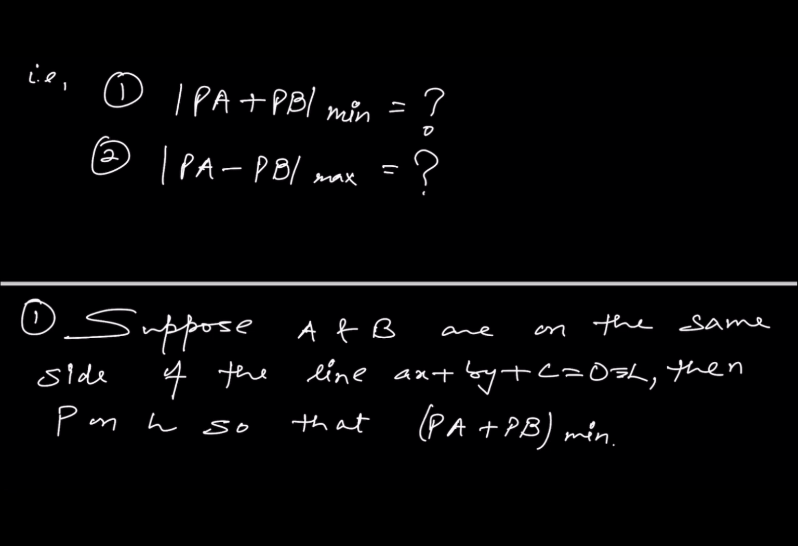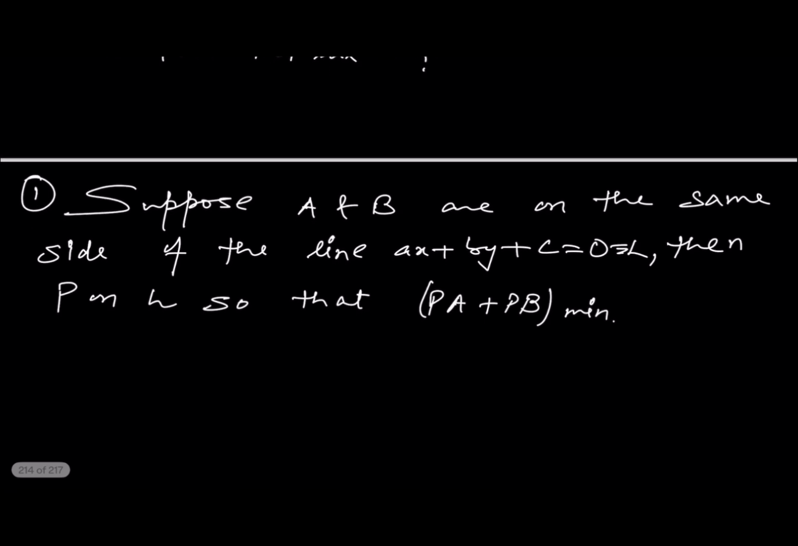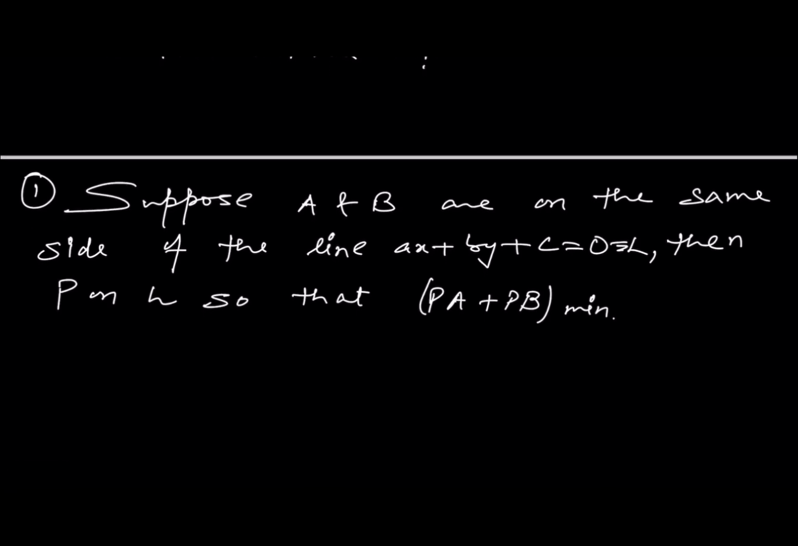Okay, so we have to locate the point to meet this requirement. Now as we all know, if there are 2 points A and B in a plane, then PA plus PB is always greater than or equal to AB, right? And equality holds when P, A and B are on the same line. Using that concept, I can find P.